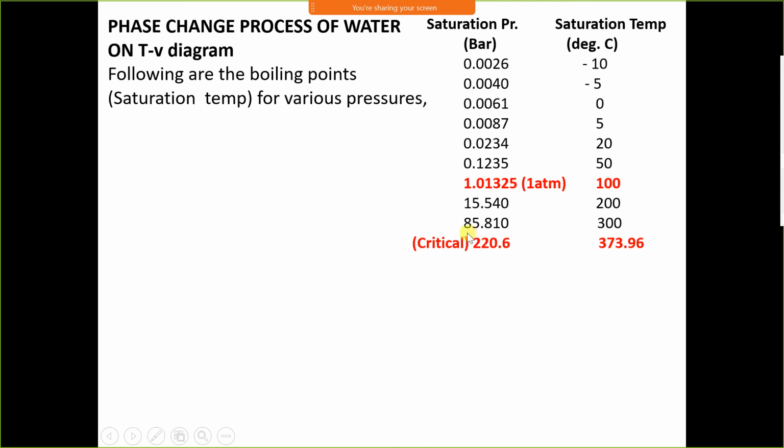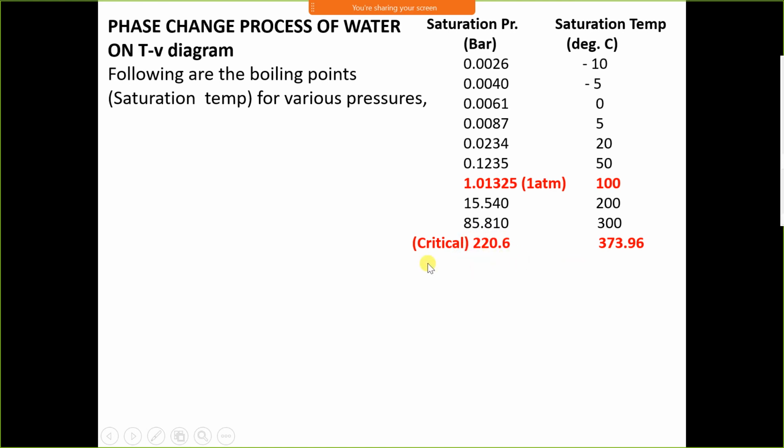But this value is different for different books. In Michael Boles and Yunus Cengel, the value is 220.6 bar, but in another book the value is 221.2 bar. And this temperature in Boles and Cengel is 373.96, but in another book this value is 374.14 degrees Celsius.